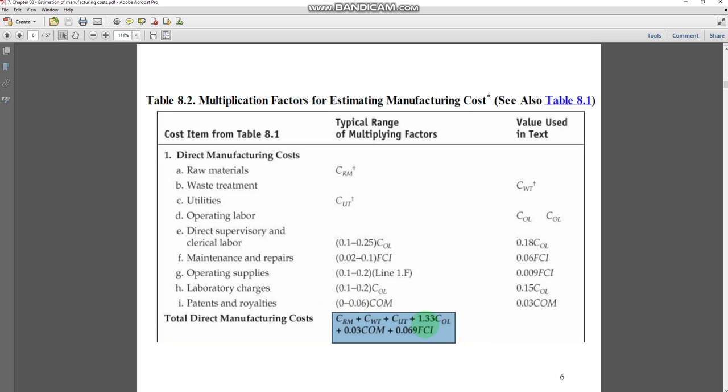And now here, if you see this one, 1.33, COL, so 1.33 is the cost of operating labor. You can see one value for the COL here, then 1.18, you have to add this one, and when you add 0.015 with the cost for the OL, it will give you the total value of 1.33 cost of the operating labor. Okay, so this is how we can get the value for the total direct manufacturing cost. This is one of the equations.